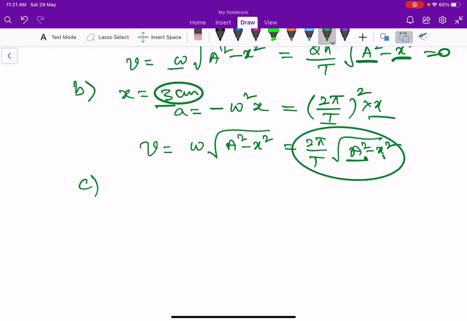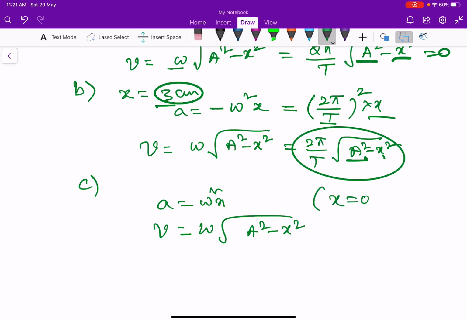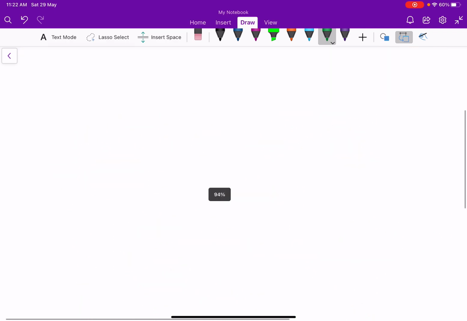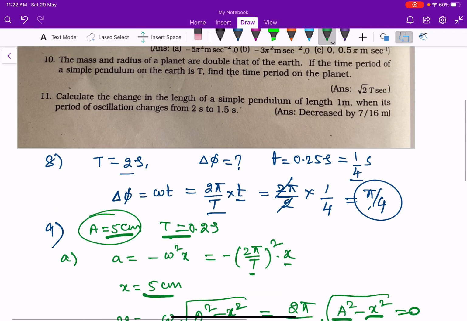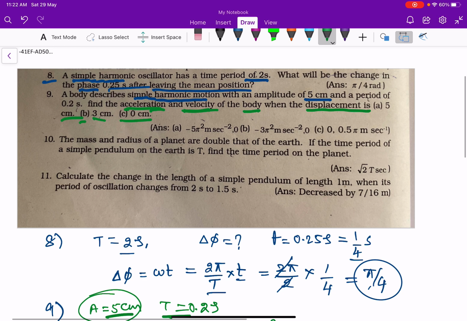See, same formulas, a equal to minus omega square x and v equal to omega under root of a square minus x square. But in this case x is equal to 0 centimeters. So you will get the answer for this one also. 9th one is also done.